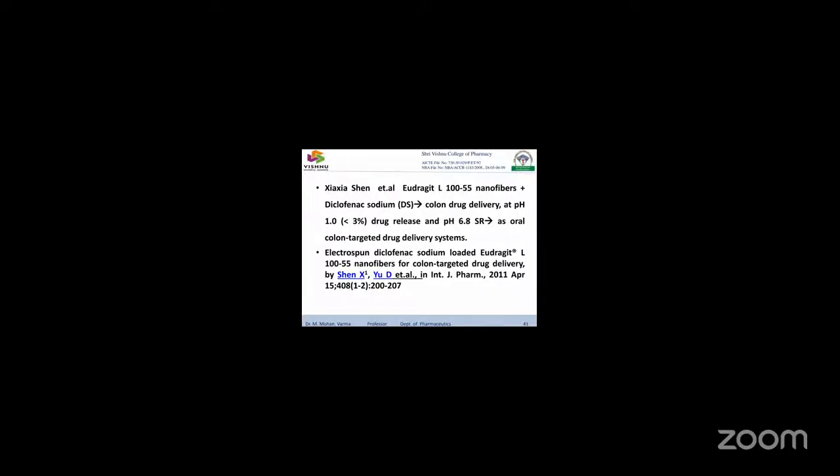Zia Shen et al. employed Eudragit L155 electrospun nanofibers for diclofenac sodium. The drug is released at the end of the GIT, that is for colon-specific applications. Initially in the stomach, a very small amount of drug is released, but the entire drug is released in the colon so that it can be employed to treat the inflammation. Electrospun diclofenac sodium-loaded Eudragit L155 nanofibers have been employed for colon targeting of the drug.